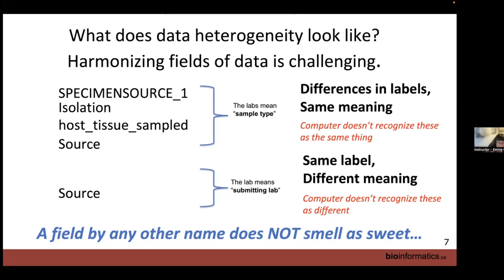Now in the lower bracket, you see the field name source, which looks the same as the field name source in the upper bracket. But if you were to look at the values that go into that source field in the lower bracket, you would see that that lab was using this field to indicate the lab name or who is collecting the sample, not what the sample type was. So in these cases, these two labs are using the same words, but they mean different things. Now, a human being can look at the data and figure this out, but a computer has a much more difficult time unless you tell it how to do that.